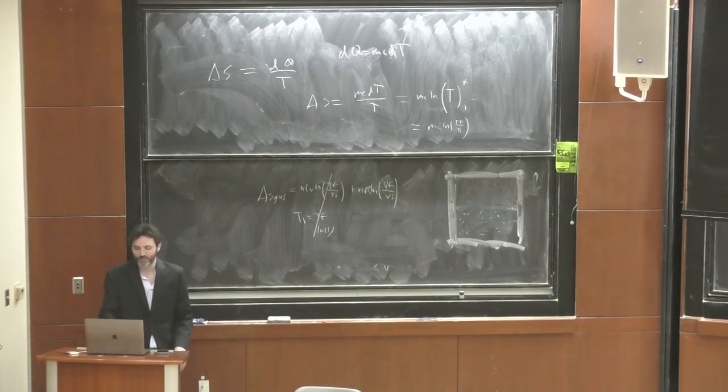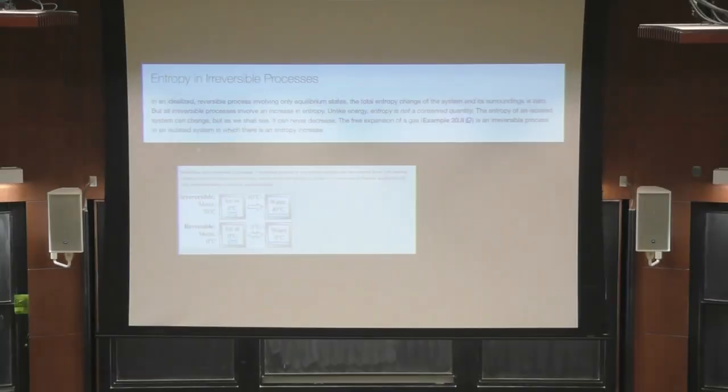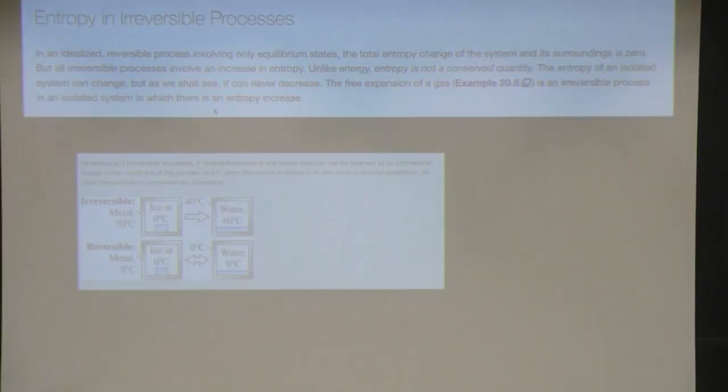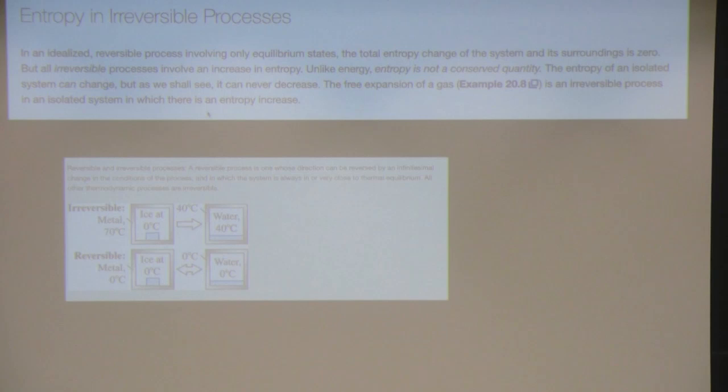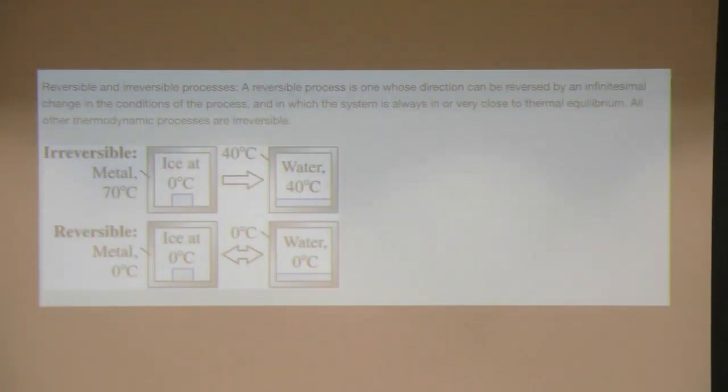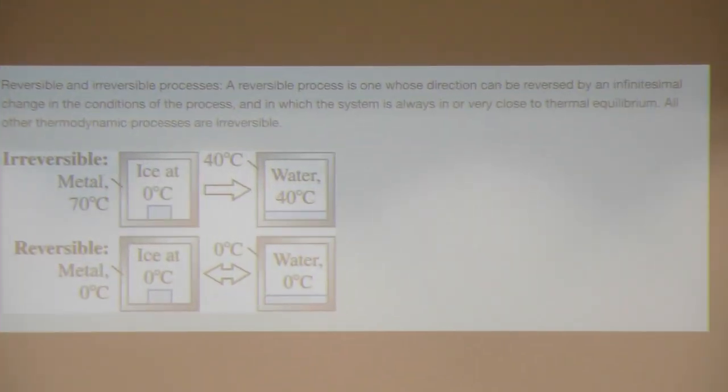And then for this case, with the free expansion of a gas, it's an irreversible process in an isolated system in which there is an entropy increase. Okay, so here we can see this irreversible process: we have metal, and then we have ice. A reversible process is one whose direction can be reversed by an infinitesimal change in the conditions of the process and in which the system is always in or very close to thermal equilibrium. All other thermodynamic processes are irreversible.